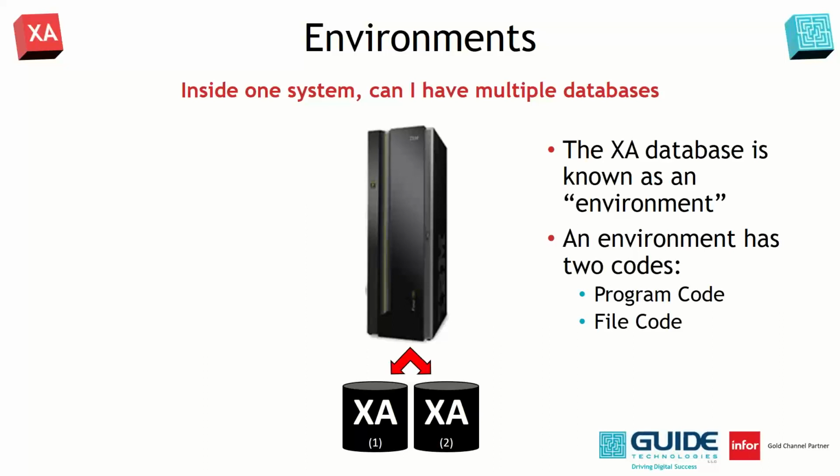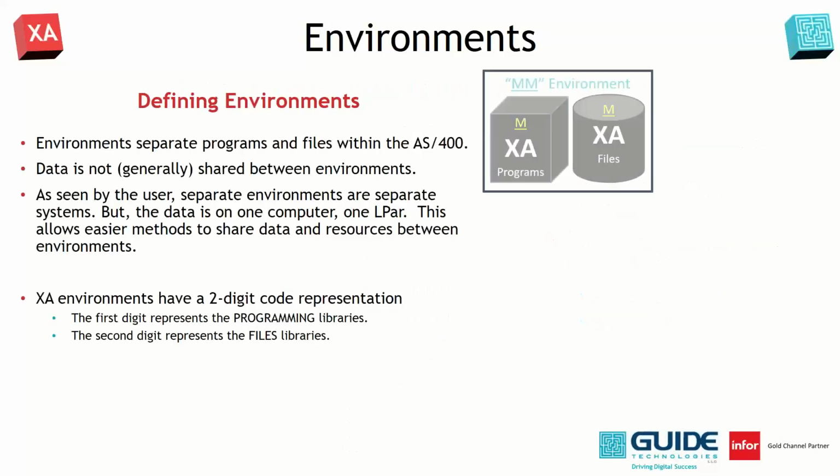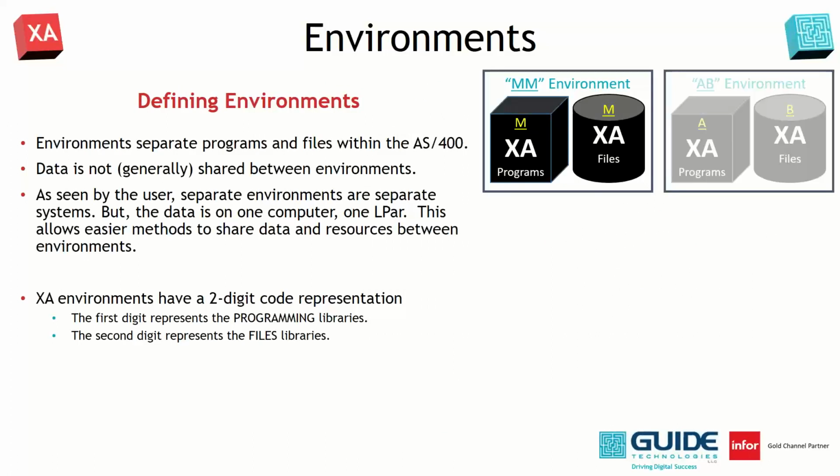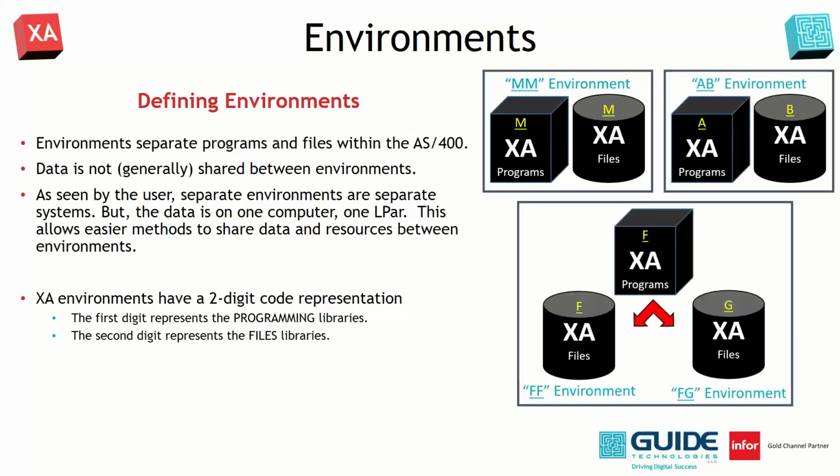Now your default, something you've probably heard a lot, you sign into the MM environment. That's the default from years ago. What does that mean? How does that work? Those environments are identifying your programs and your files. So the way it works is the first code, when you say MM, is saying this is where my programs are. In these libraries, I'm going to store all my programs. The second code is where I'm storing my files.